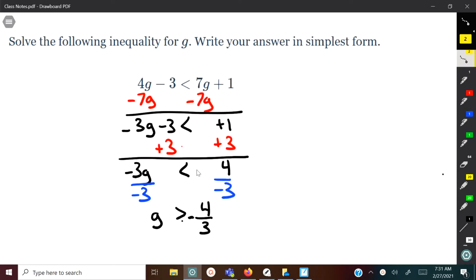And that is linear inequalities level 1. Stay tuned for level 2.